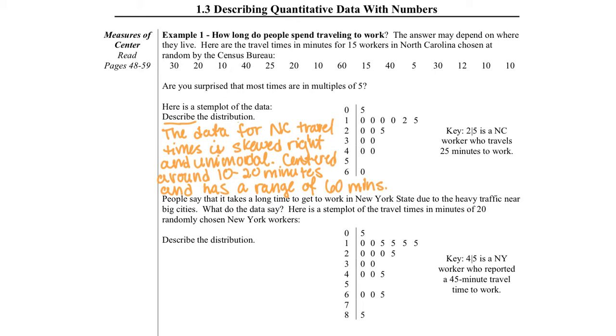So remember from last time, we want to use our SOCS. So our shape, I've done that with skewed right and unimodal. And the outliers, there's no outliers, so I did not mention any outliers. The center, centered around 10 to 20 minutes. And then the spread. I used the range for spread because it's just a quick analysis. I didn't really need to do anything very specific since I'm just looking at some data there.